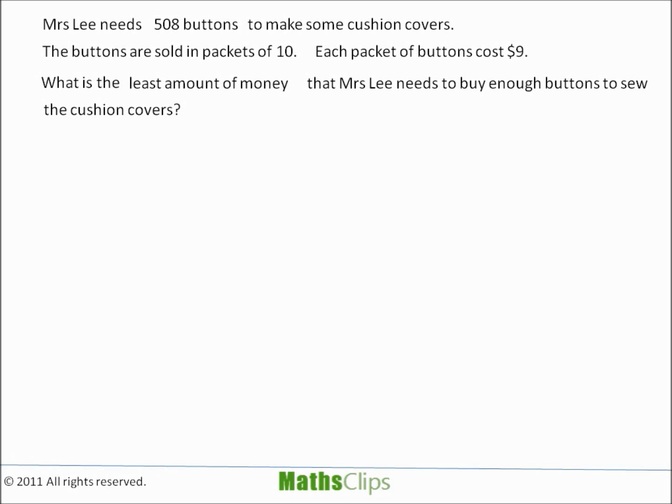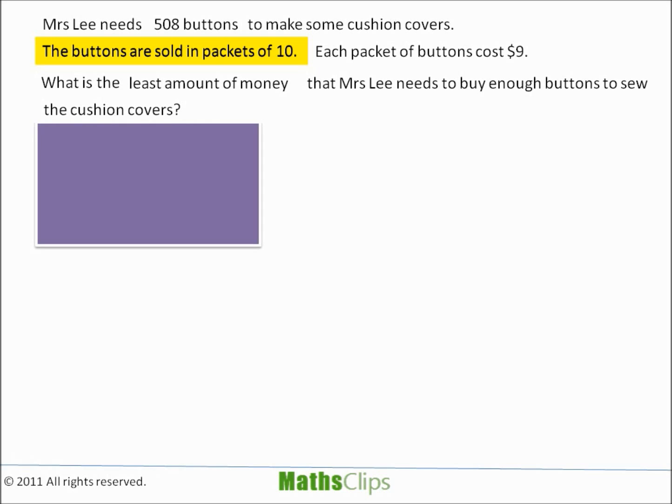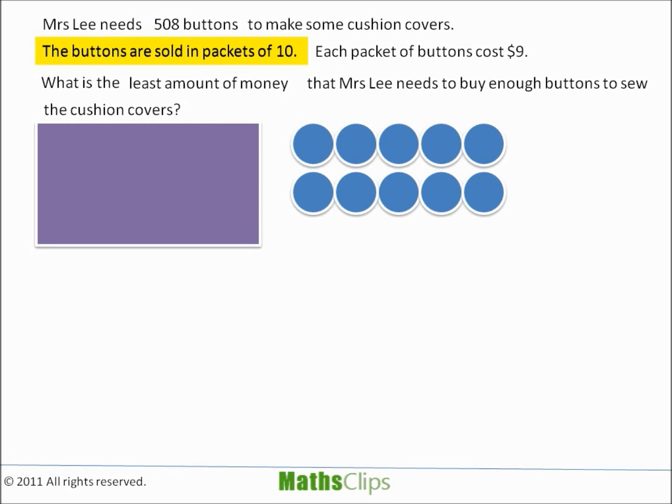Now we're going to look at relationships. The first relationship we're going to highlight is the buttons are sold in packets of 10. So what does this mean? Does it mean we are buying 10 packets? No. If you take a box to represent a packet, there are 10 buttons. This means that we need to buy many packets such that each packet contains 10 buttons.